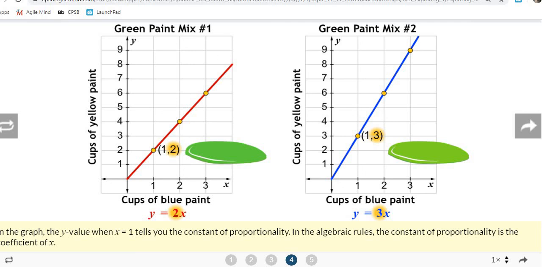Notice how when x is 1, what is that y value telling me? We've already discovered this like 500 times. How many cups of yellow? When x is 1 in my ordered pair, what is this number 2 or number 3 telling me? My constant of proportionality, which is my algebraic rule, my coefficient of my equation. It will always tell you that.